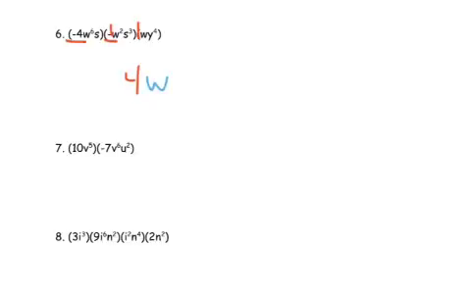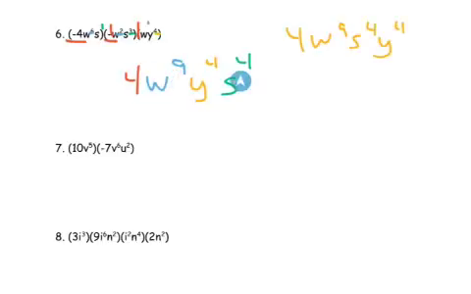W is a base, a variable base, so I add my exponents. 6 plus 2 plus 1 gives me 9. Y is another base. I only see y to the 4th here, so I'll keep that the same. And s, I have a little 1 here, plus 3 gives me 4. Remember, if you wrote something like this, 4w to the 9th, s to the 4th, y to the 4th, that still works. The order of your variables does not matter as long as you have the correct exponent with them.